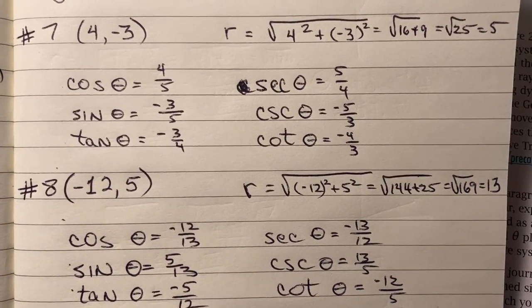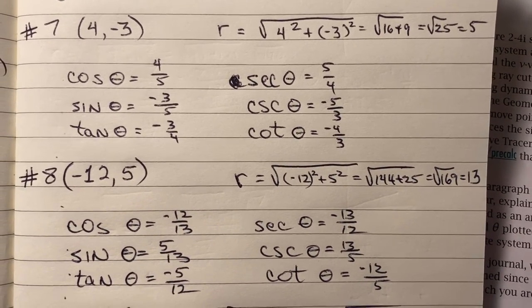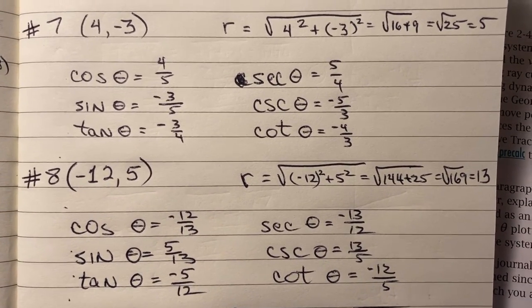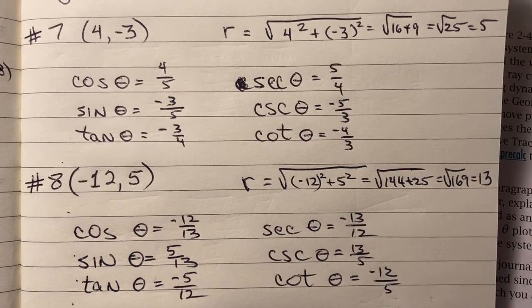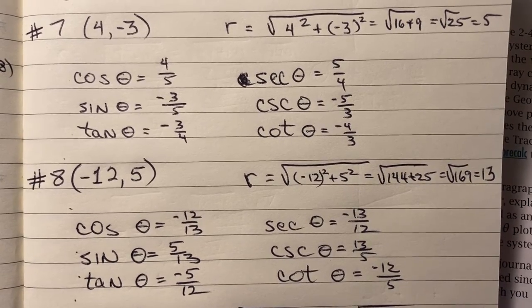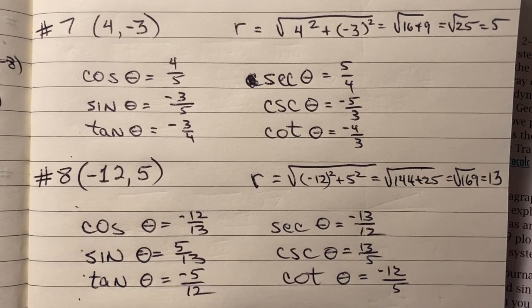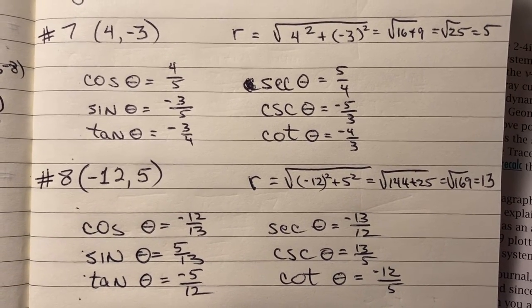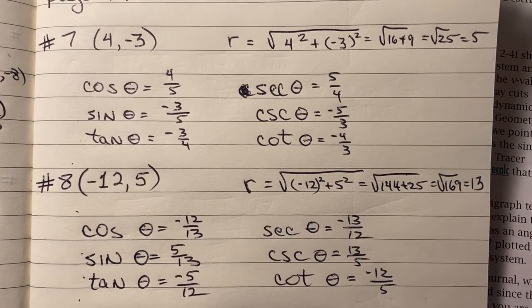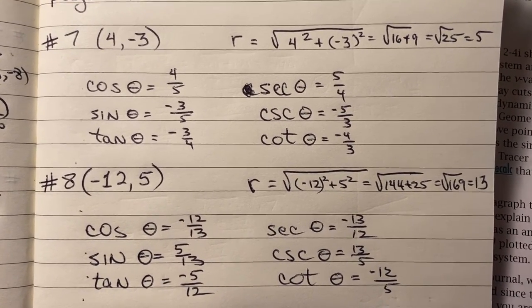Number 8, negative 12 comma 5. When we put those numbers in, that's also a Pythagorean triple, 5, 12, 13. So we can jump straight to cosine of theta is equal to negative 12 over 13. Sine of theta is 5 over 13. Tangent of theta, negative 5 over 12. And the reciprocal function secant of theta is negative 13 over 12. Cosecant theta is 13 over 5, and the cotangent of theta is negative 12 over 5. Again, those are the answers to the question.